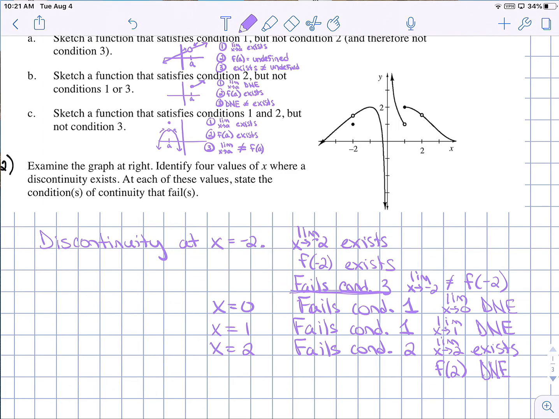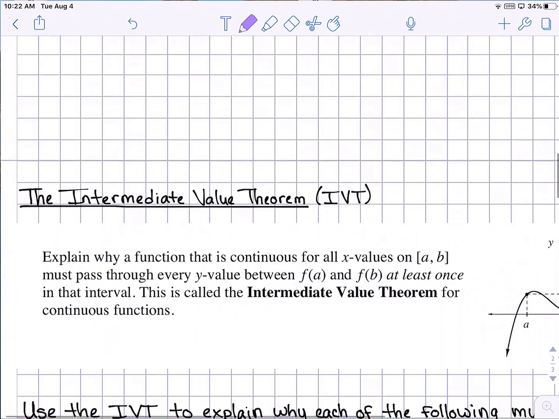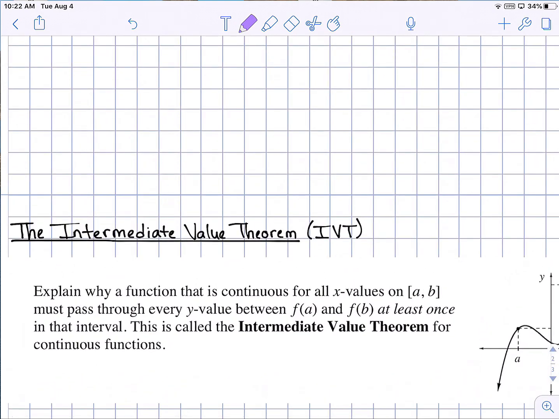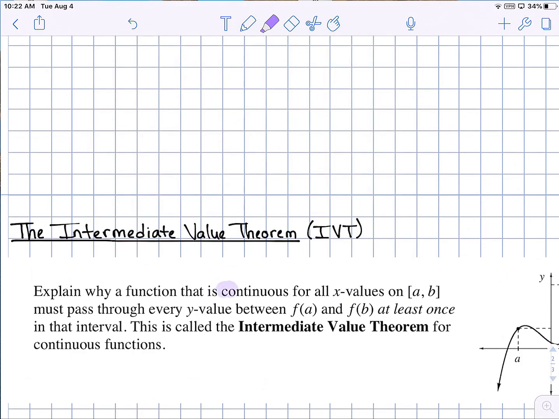Okay, last thing we're going to talk about then is this theorem, the intermediate value theorem. Explain why a function that is continuous. So here's that important point. This is why we just spent so much time talking about continuity. If we did not talk about continuity, this theorem could not guarantee anything. So this must be true. Explain why a function that is continuous for all values must pass through every y value between f of a and f of b at least once.